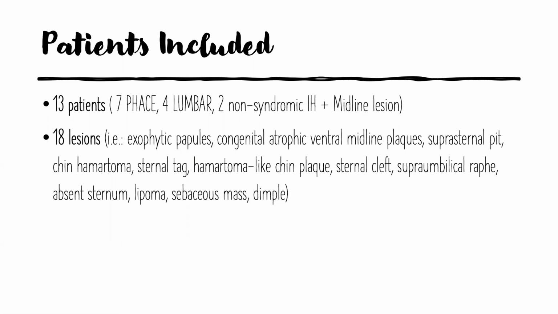Of the 13 patients included in this study, 7 were diagnosed with PHACE syndrome, 4 were diagnosed with LUMBAR syndrome, and 2 had non-syndromic infantile hemangiomas plus a midline lesion. We saw an array of midline lesions and associated anomalies, which highlighted the spectrum of findings that can be seen in infants with PHACE, LUMBAR, or non-syndromic infantile hemangiomas.